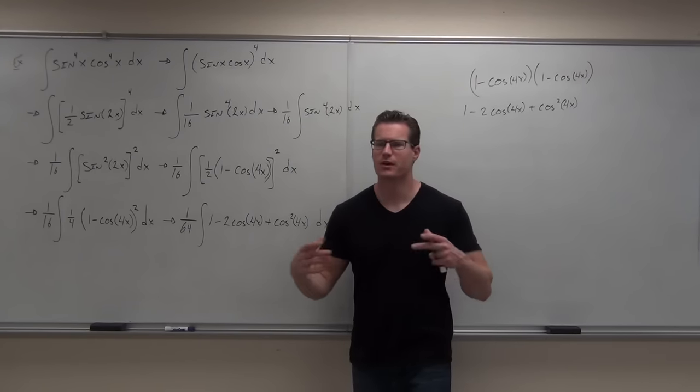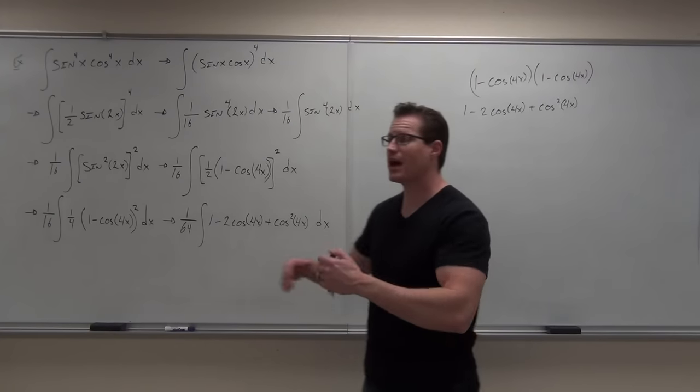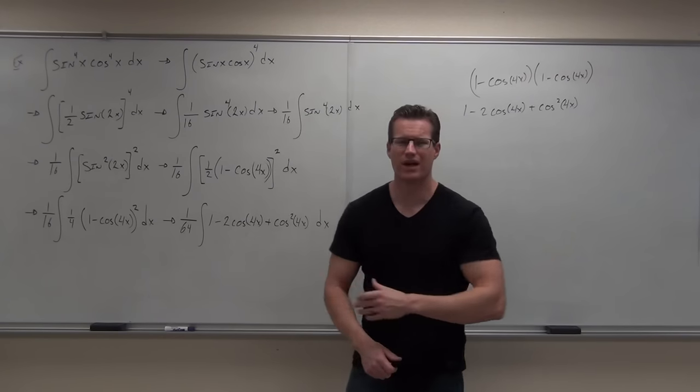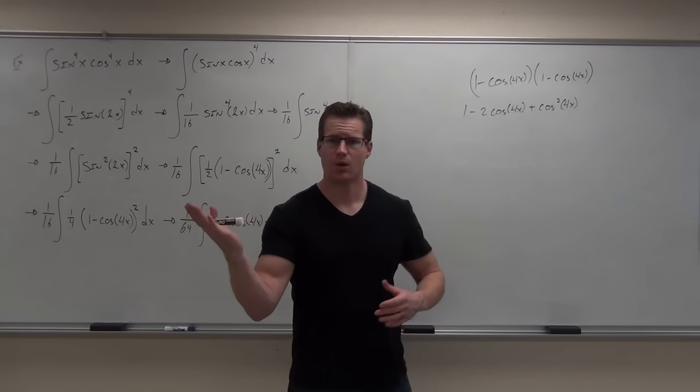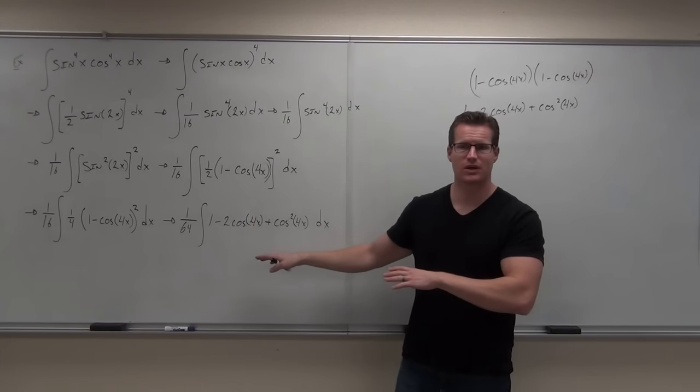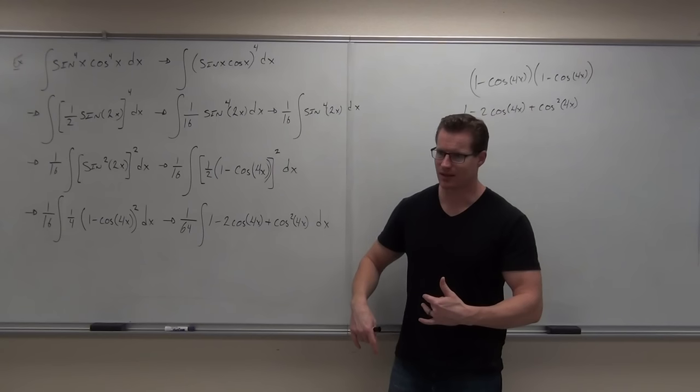So we start from the very beginning with our trig stuff. What power do we have, odd or even? Even power. With even powers, we use what? Pythagorean identity or half angle, which one? Half angle. Do we know a half angle for cosine squared? Yes, we do. Then that lets you break that down again.